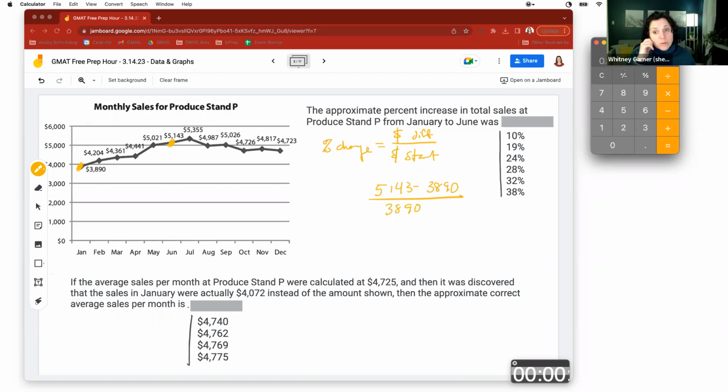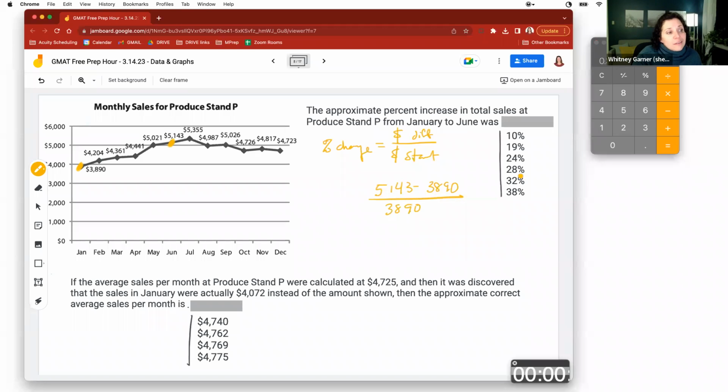And so the only answer choice that's close to about a third, so technically we kind of could have stopped, is here. Notice, as ugly as these numbers are, I probably would have punched them into my calculator.